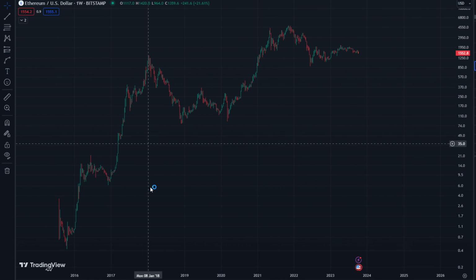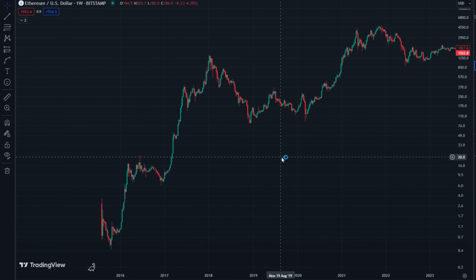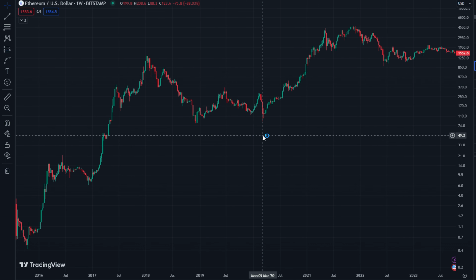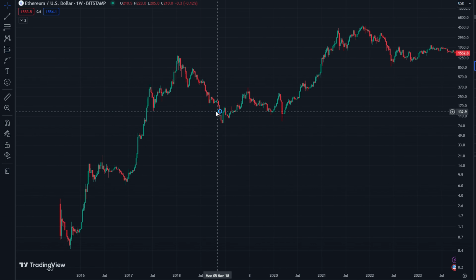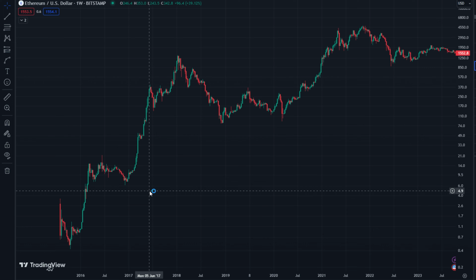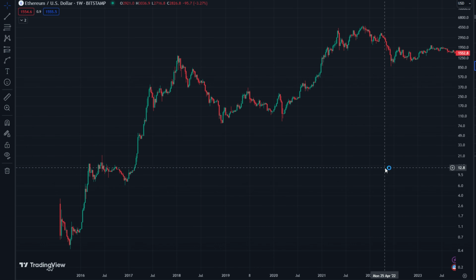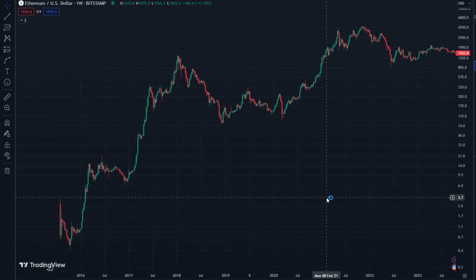Now, getting straight into Ethereum, first of all, this chart may look different to you if you're familiar with the Ethereum pair. That's because we are looking at the logarithmic version of Ethereum US dollar. What that basically means is, instead of scaling price evenly, it scales percentage moves equally.